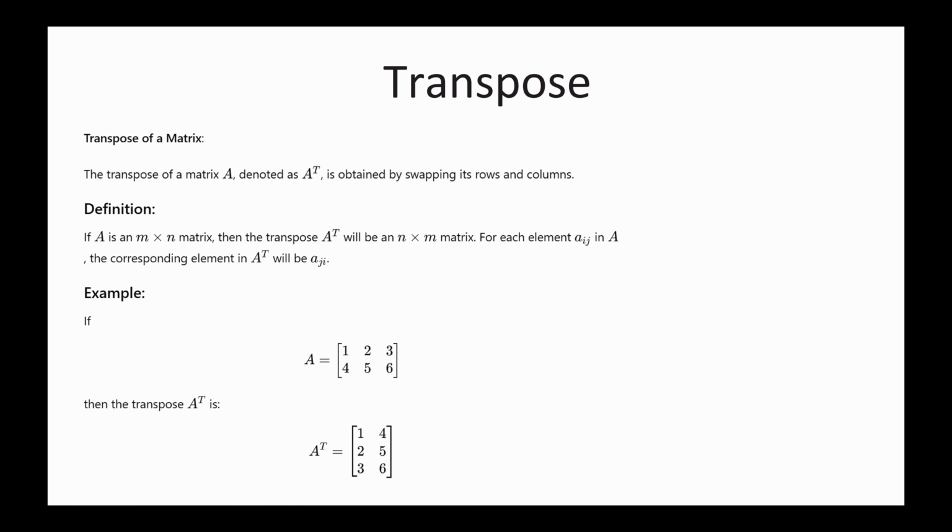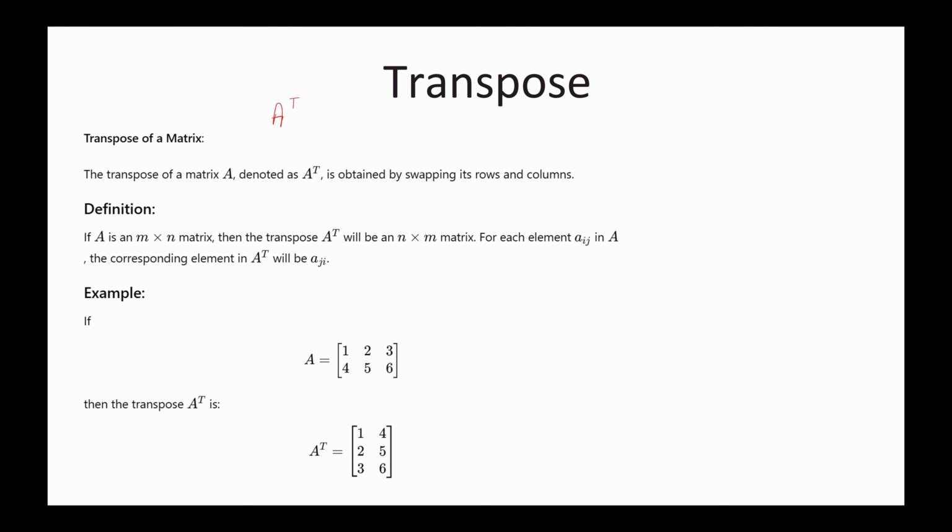Now let us talk about transpose and what a transpose of a matrix is. First of all, a transpose of a matrix is denoted by A, and there is a superscript which is just written as T. Now, how is the transpose obtained? It is simply obtained by swapping the rows and columns of a matrix.